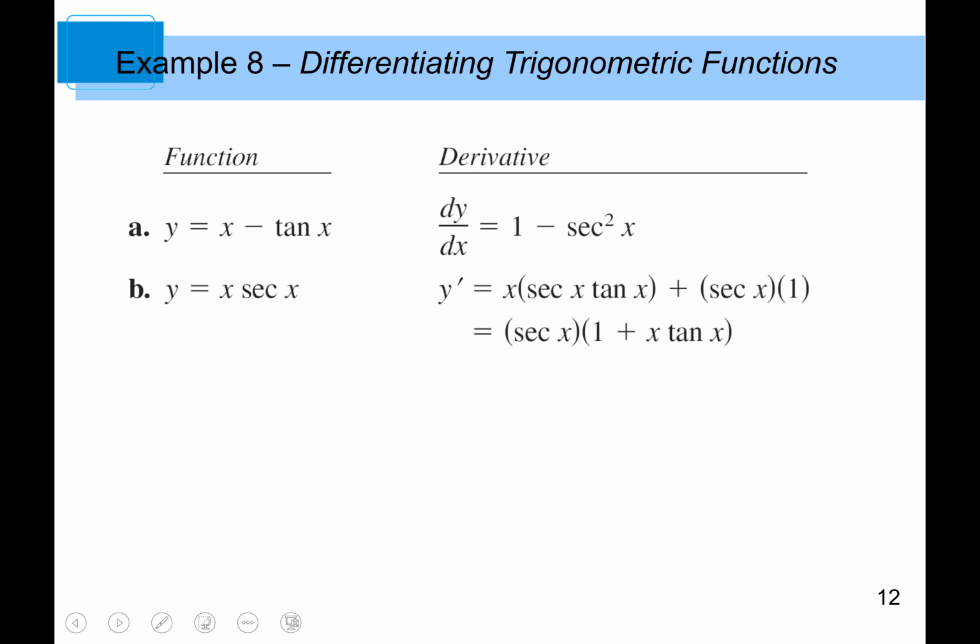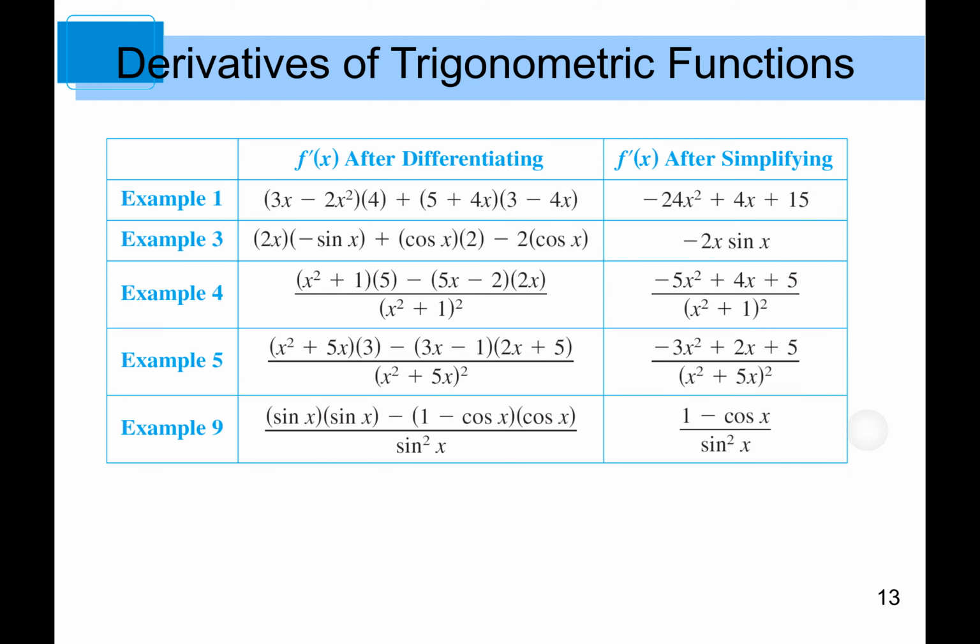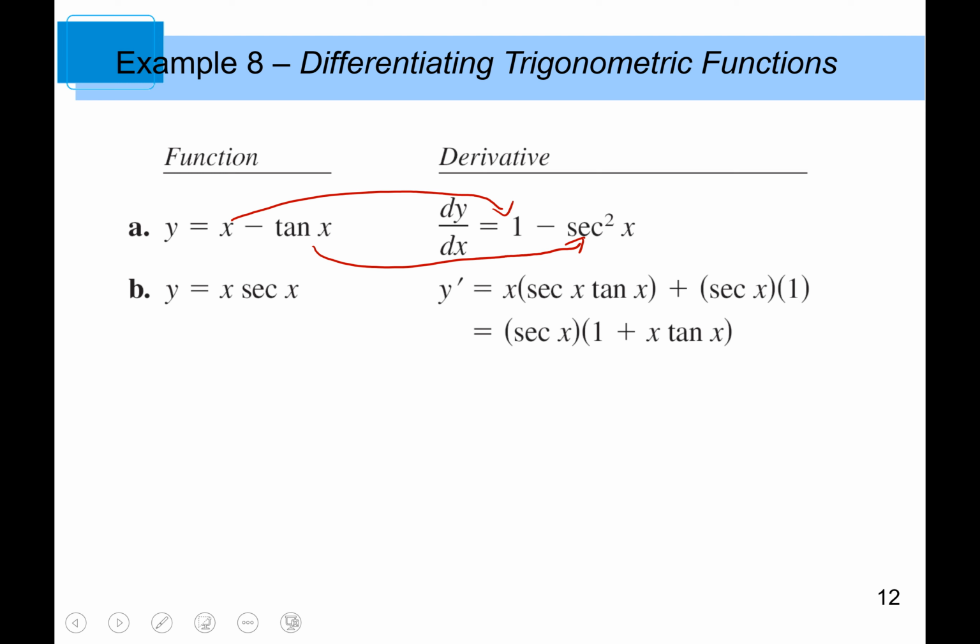So let's see. For A, we've got y equals x minus tangent x. The derivative of x becomes 1, and the derivative of tangent x becomes secant x squared. So the derivative dy over dx equals 1 minus secant x squared. Actually, we can simplify this a little bit if you want. Factor out a negative, so it becomes negative of secant x squared minus 1, which becomes negative tangent x squared. If you want to simplify into a single trigonometric identity, you can do that.